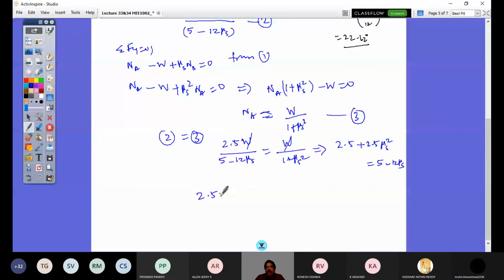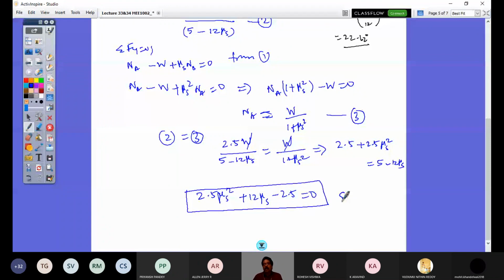So look at this, this is the quadratic equation in mu s. It's very simple to solve. You can solve this using a calculator. You get two values of mu s, one is 0.2, another one is minus 5. Minus 5, yeah, so this is not realistic. So you take this value, 0.2. So the mu s value is 0.2. So that's the smallest value of mu s.